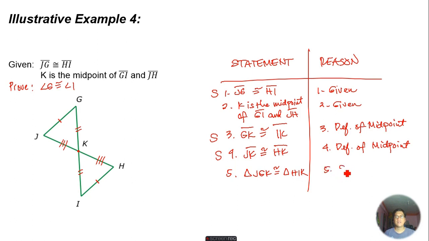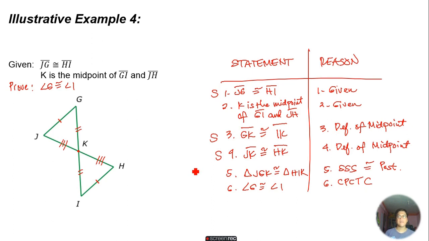So, our reason is SSS congruence postulate. And the last thing that we're going to do is to write the proof statement. So, angle G is congruent to angle I. Then, our reason is CPCTC. Corresponding parts of congruent triangles are congruent. Alright? So, this is another example of a two-column proof.